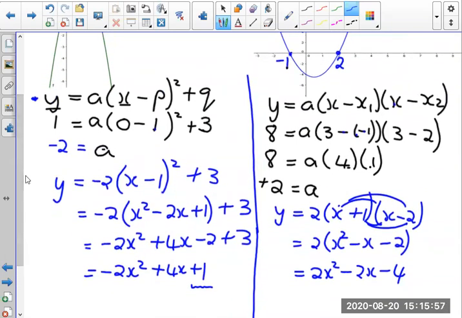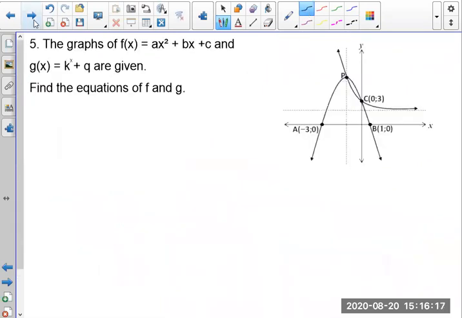And if you check the sketch, remember we said this is the y-intercept. And look here, there's the y-intercept, which is equal to minus 4. Good. Now they can also ask you something like this. The graphs of f(x) equals ax squared plus bx plus c and g(x) equals k to the x plus q are given. Find the equations of f and g.